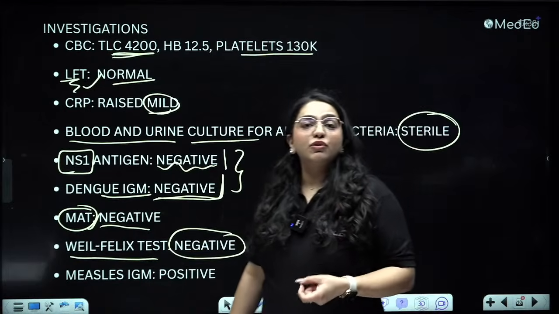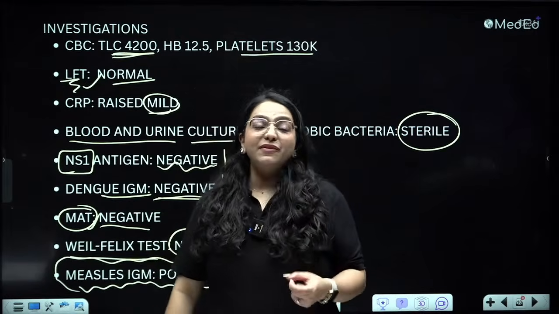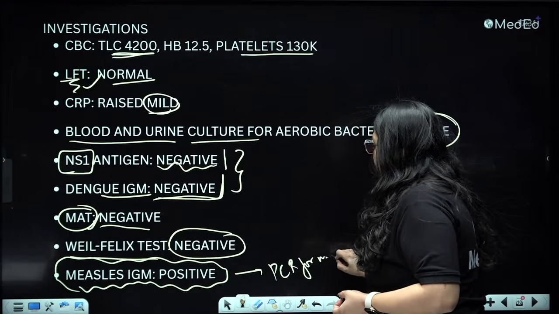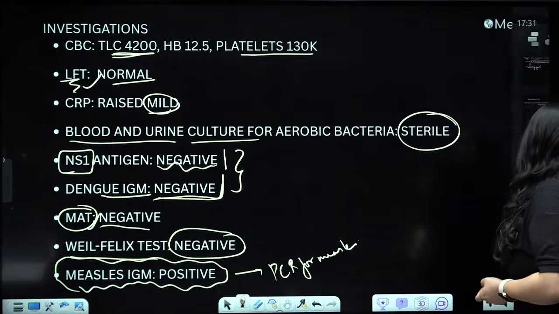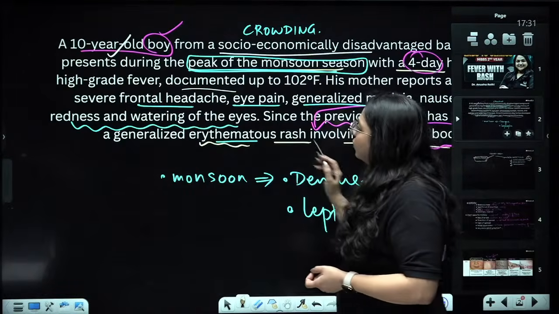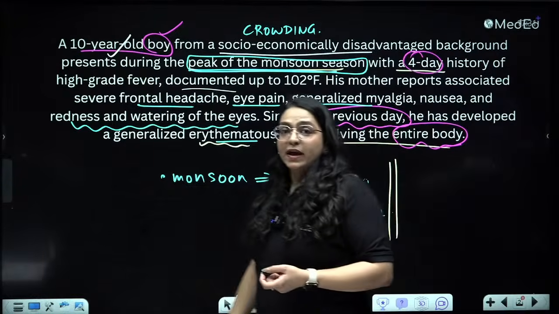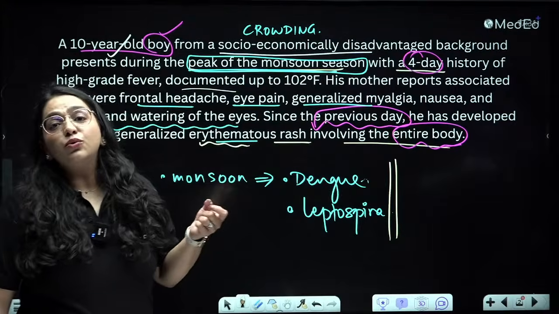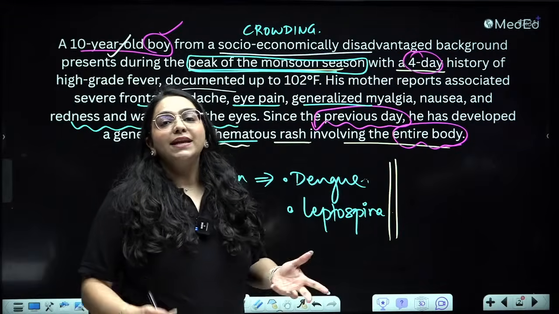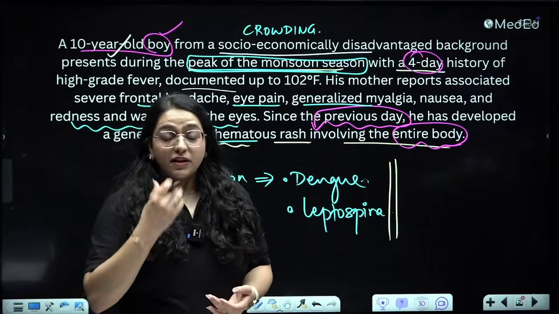So finally, to rule out measles and rubella, we have done measles IgM, which came out to be positive. So we should definitely confirm it with a PCR for measles. Now, don't you think that such a history is actually pointing you towards measles? When the peak of monsoon was telling you it could be dengue, leptospira, when low socioeconomic status was telling you it could have been any rickettsial hemorrhagic fevers, when the type of rash was telling you it can be any of the viral exanthem diseases of childhood, right? It has to be measles.